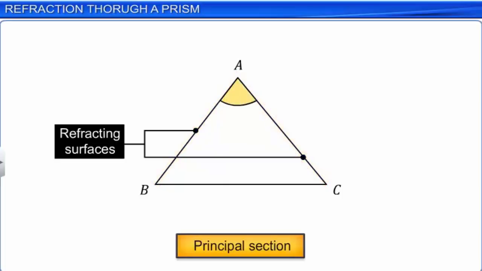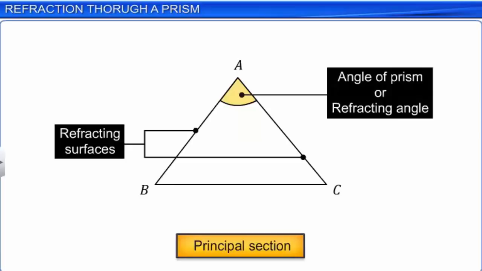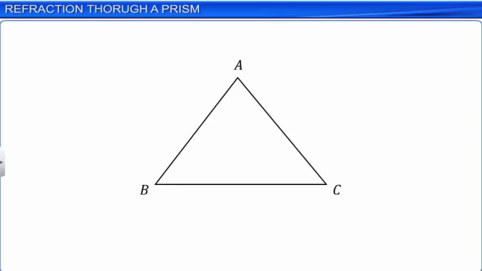Let us derive the expression for angle of deviation for triangular prism. Consider a light ray PQ incident on the refracting surface AB at an angle of incidence I. Let NN' be the normal to the surface AB at Q. The ray of light refracts at the face AB and QR represents the refracted ray. Let the angle of refraction be R1.